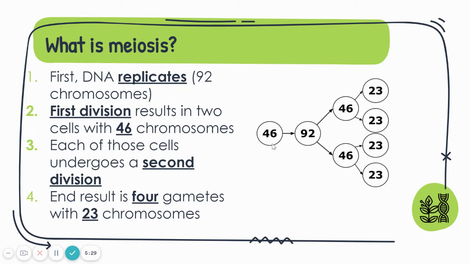Right? So we start with 46, the full number, double that through DNA replication, split it in half once, then each of those is going to split in half again. So 2 divisions resulting in 4 gametes. So 4 cells that have half the number of chromosomes.